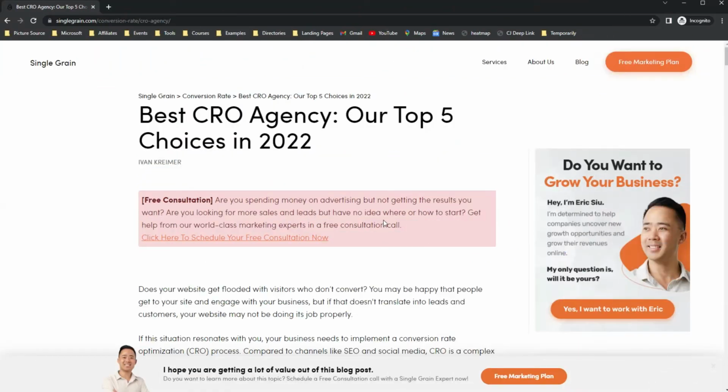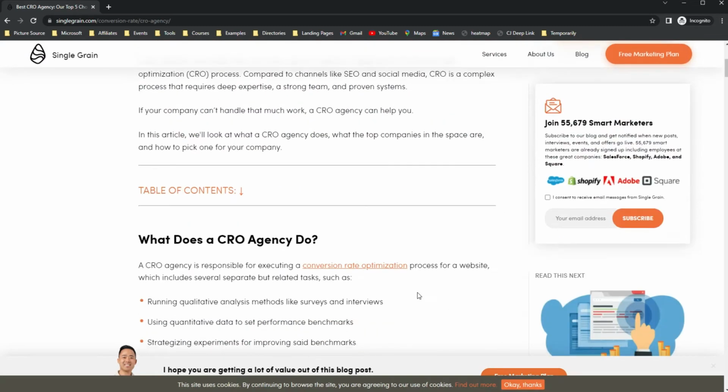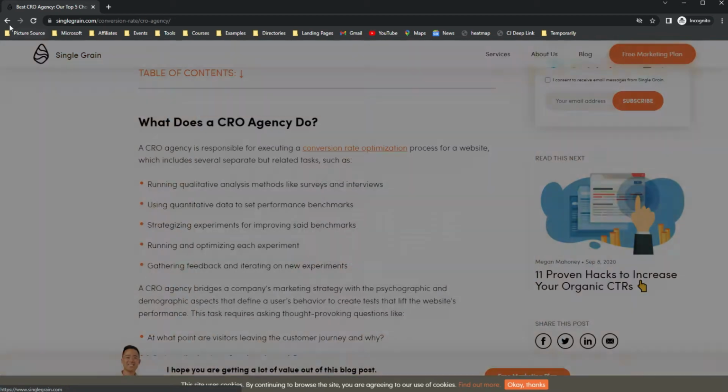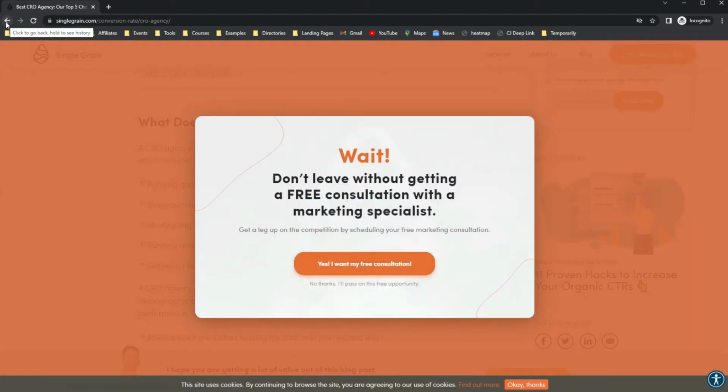Another example could be singlegrain.com, where Eric is using banners to promote his marketing agency services, and then having an exit pop-up giving him another chance to sign someone up for a free consultation. And there are countless examples of how others are using blogging for business to sell their products or services. And regardless of what you sell, your blog should aim to sell it.